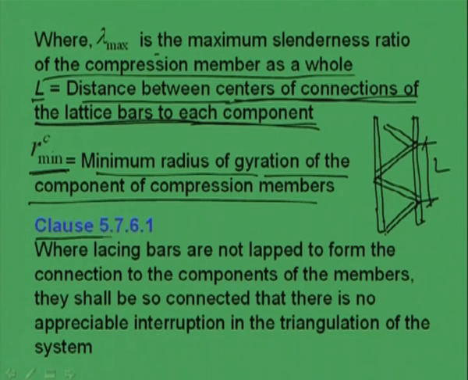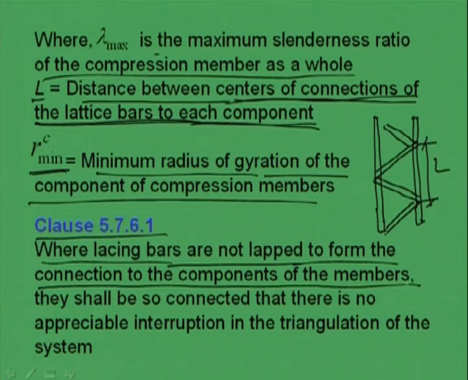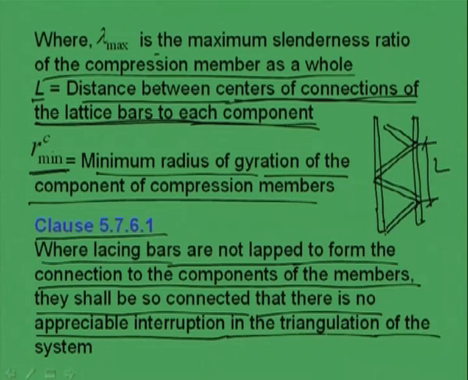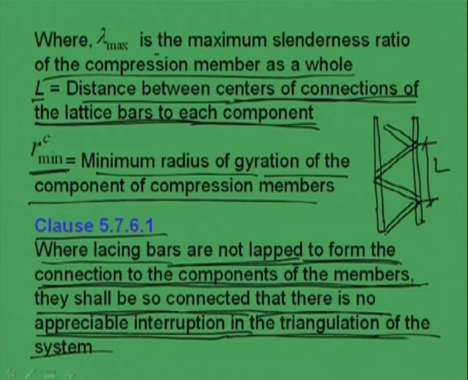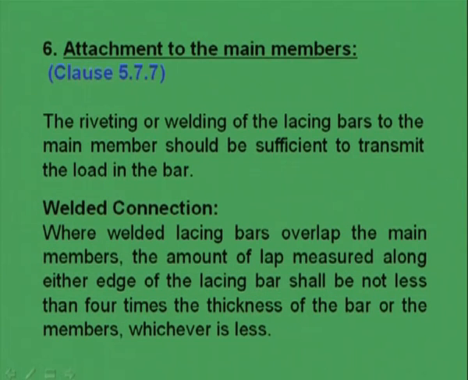In clause 5.7.6.1 it is told that where lacing bars are not lapped to form the connection to the components of the members, they shall be so connected that there is no appreciable interruption in the triangulation of the system. I am repeating once again that there should be no appreciable interruption in the triangulation of the system. Now, the attachment to the main members, that means connection between the lacing system and the main components. These connections may be riveted or welded connections. For that also the codal guidance has been given, which has to be maintained.